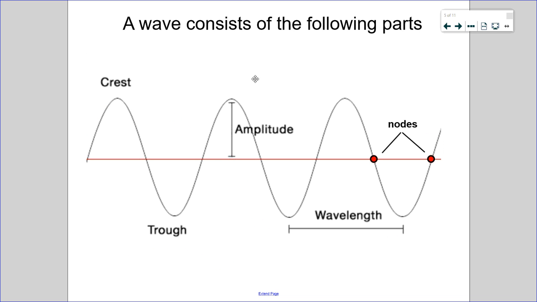So just so you know, a wave consists of the following parts. This is the anatomy of a wave. This is the crest. This is the trough. The amplitude is the distance from the crest to the midpoint. The wavelength is the distance from one crest to another.